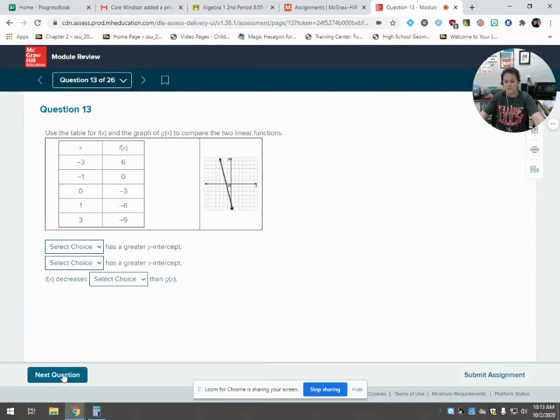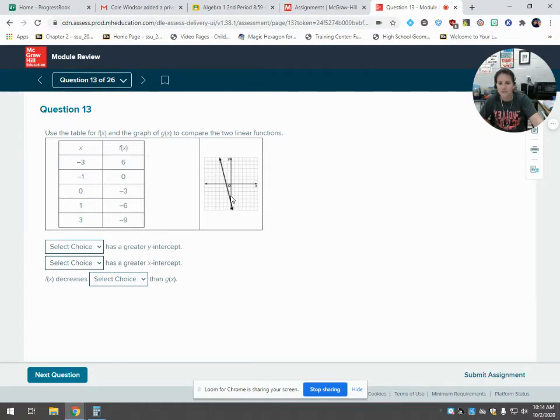Moving on to question 13, we're just buzzing right along. Use the table for f of x and the graph of g of x to compare the two linear functions. I did this problem prior to creating this video, and what I did was sketch this on top of this so that I could see. If I go over here, negative 3, up 6, it's just to the left of this graph a little bit, and then my slope ends up going down 3 over 1, down 3 over 1. So I can see that this graph is decreasing more rapidly.